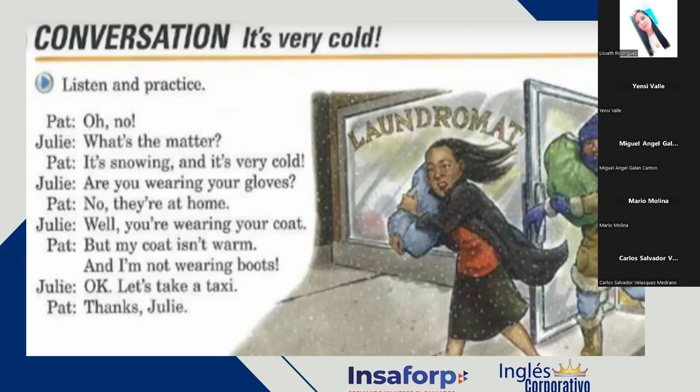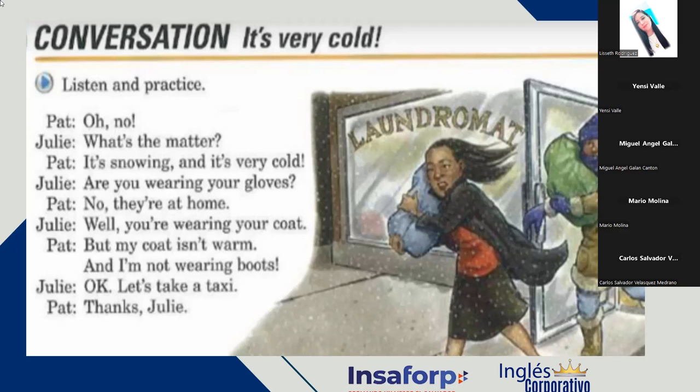Let's check. Let me have Manuel Hernandez. Select your pair, please. Seleccione su pareja, por favor. Tenemos a Mario Molina, Carlos Salvador y Jensi Valle. Mario Molina. Okay, perfect. Manuel, you are Pat. Mario, you are Julie. Action.